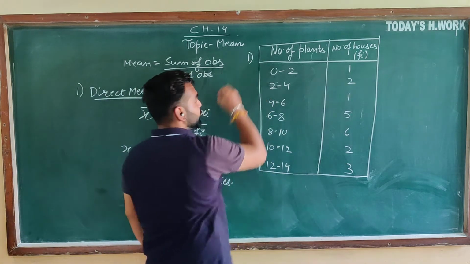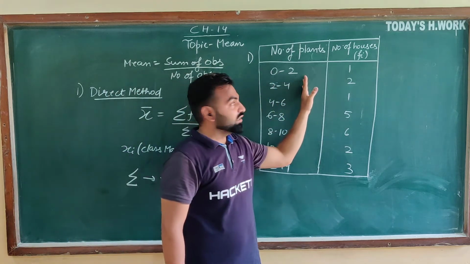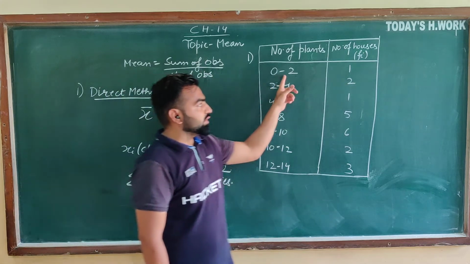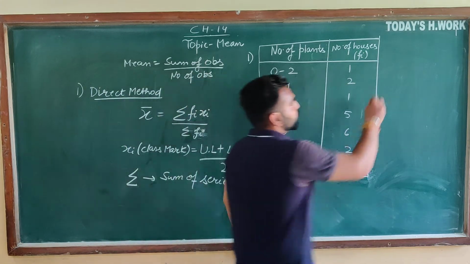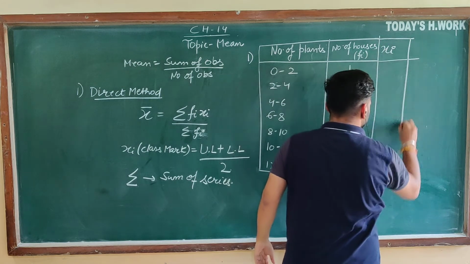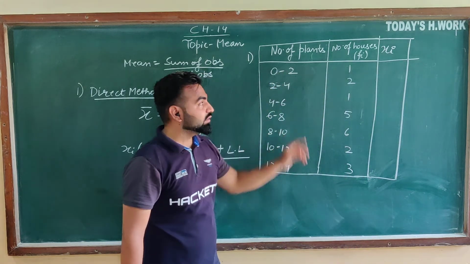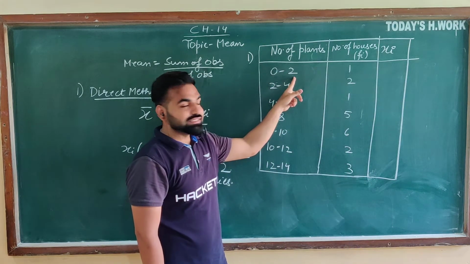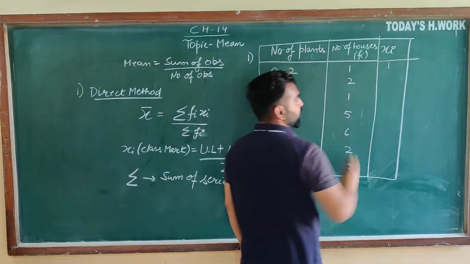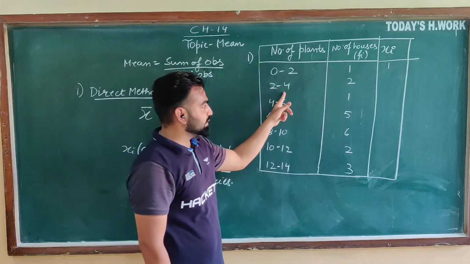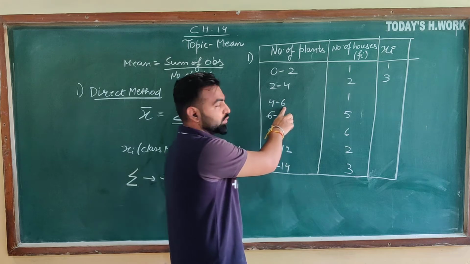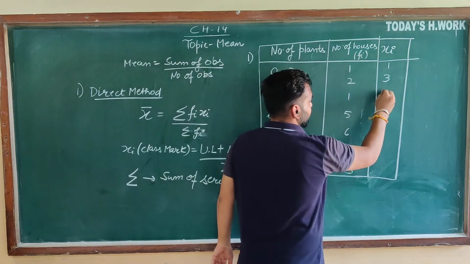So here we are given question number 1, where number of plants in the form of class intervals are given and the number of houses, that is frequencies, are given. So first of all we have to calculate the mean. So we will calculate the xi, that is class mark. So how to calculate the class mark? Class mark is equal to lower limit plus upper limit by 2, that is 0 plus 2 by 2, which is equal to 1. Next 2 plus 4 by 2, 6 by 2 is 3. 4 plus 6 by 2, 10 by 2, that is equal to 5.